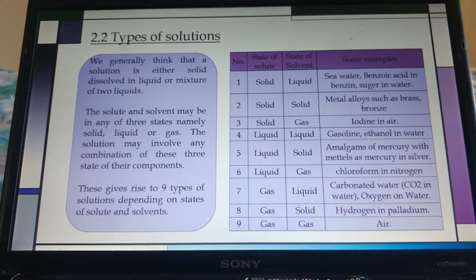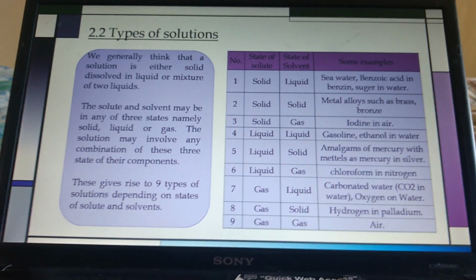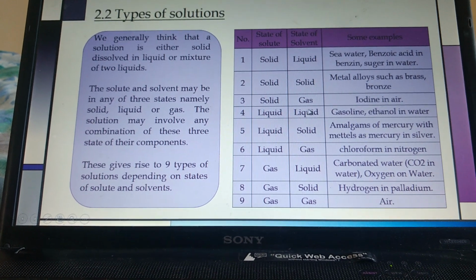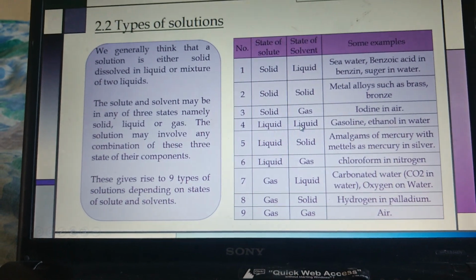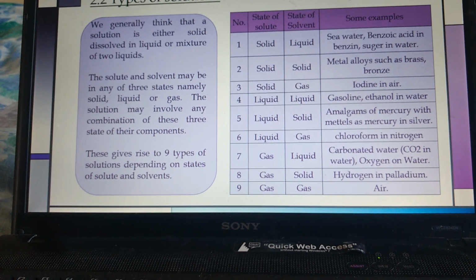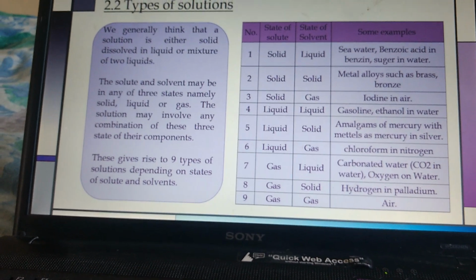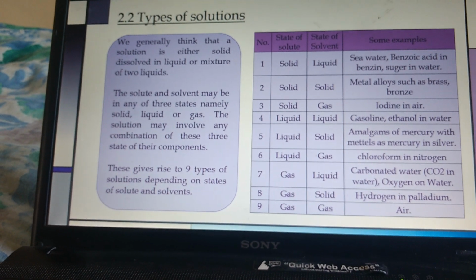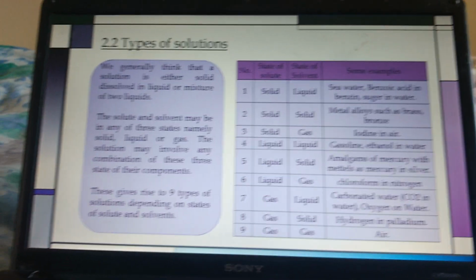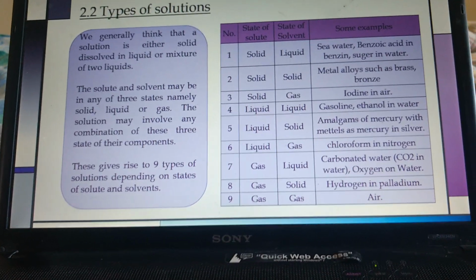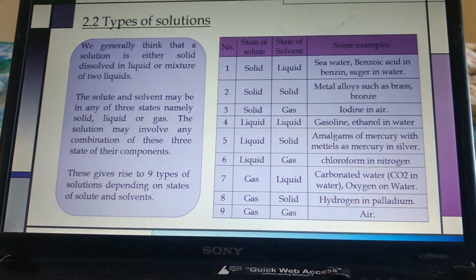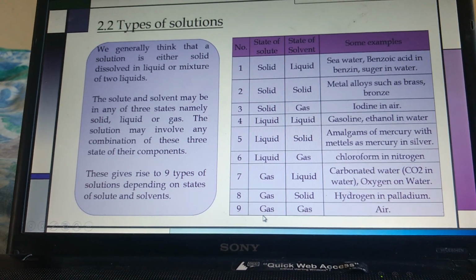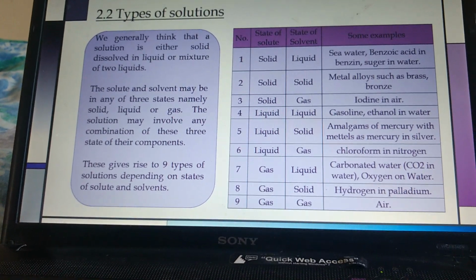Now the second one is solid in solid. Example is metal alloy. In the third one, solid in gas. Example is iodine in air. Fourth one, state of solute liquid, state of solvent liquid. Example is gasoline. Fifth one, liquid in solid. Example is amalgam of mercury. In the sixth one, state of solute is liquid, state of solvent is gas. Example, chloroform in nitrogen. State of solute is gas, state of solvent is liquid. Example is carbonated water or oxygen in water.